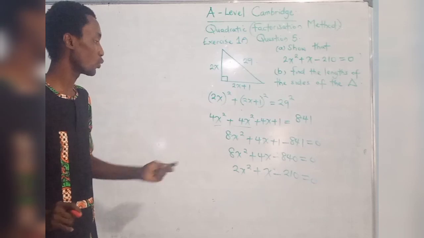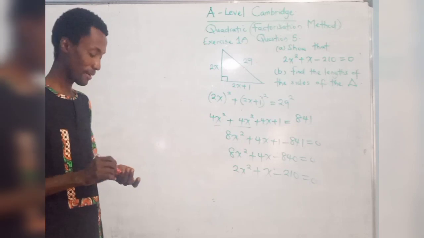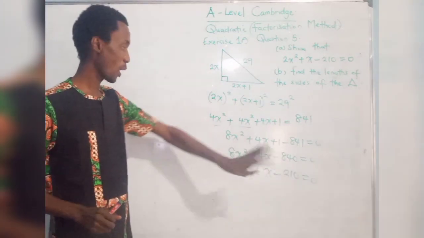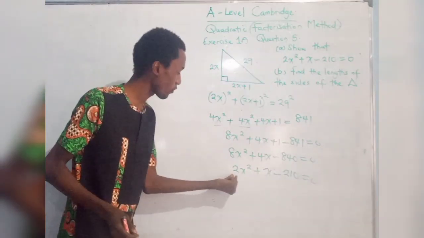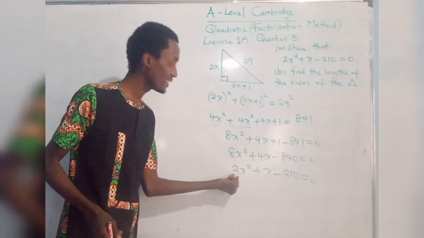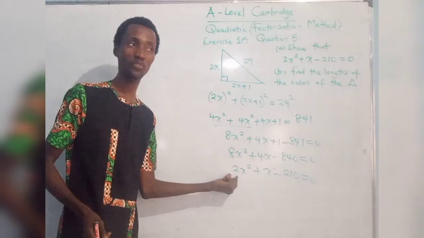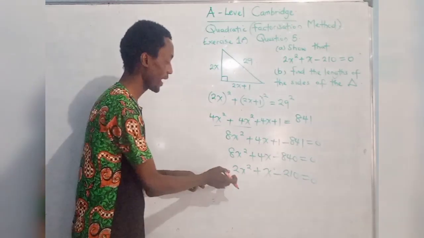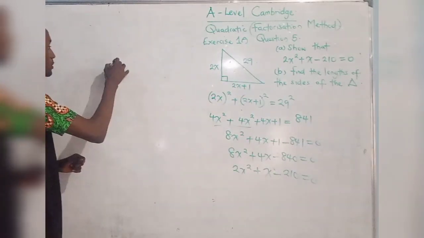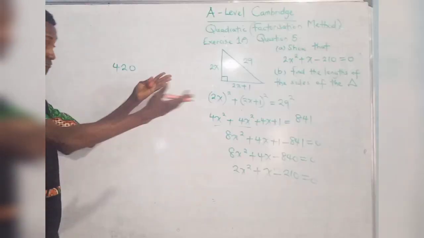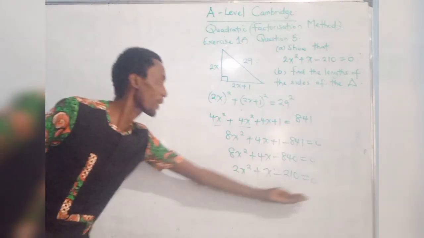Now, the next aspect will require you to apply your knowledge of factorization. I've done extensive videos on this, so I will just apply the principle. Remember I said that if the coefficient of x squared is 1, this is the product. But when the coefficient of x squared is not 1, the product of factors will be multiplying this times this. So 210 times 2 gives what? 420. I'll just use this part of my board for that.